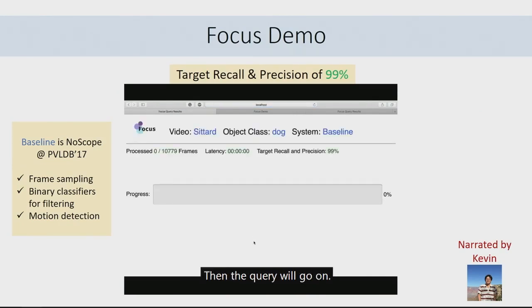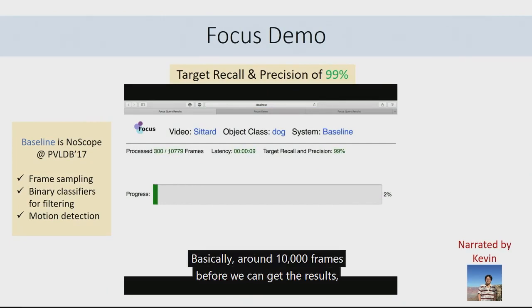Then the query will go on, and as we can see, we need to check many frames, basically around 10,000 frames, before we can get the results, which is going to be very slow.